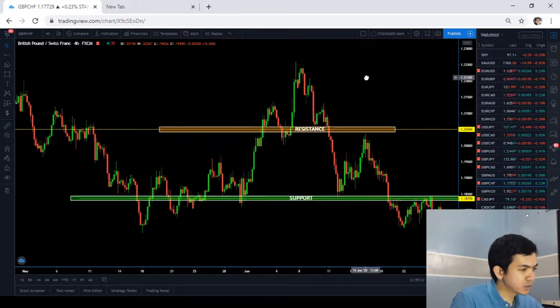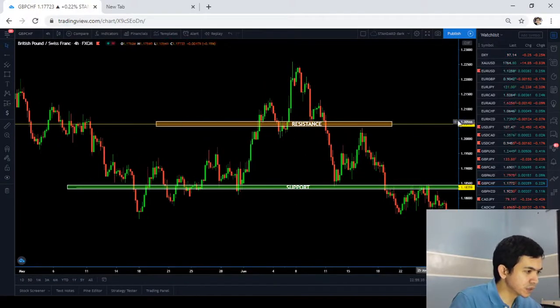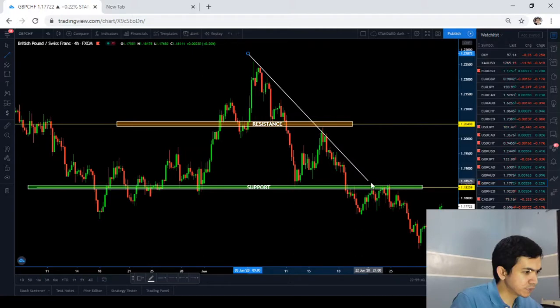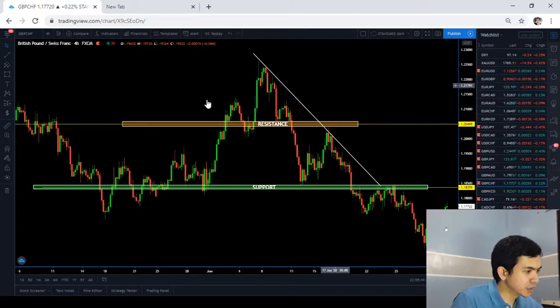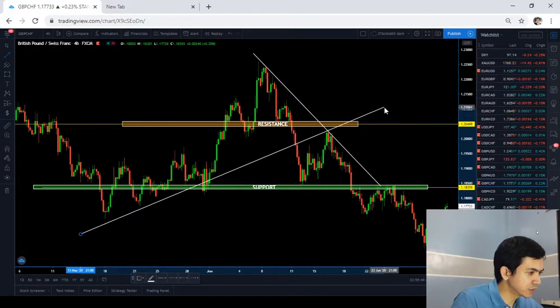So, market structure-wise, what do I see if I apply the TFP war system? I already have my resistance. Then, what do I see? Maybe I can draw a trend line here. Right? And then, another what? I can see another trend line break here. Counter trend line.